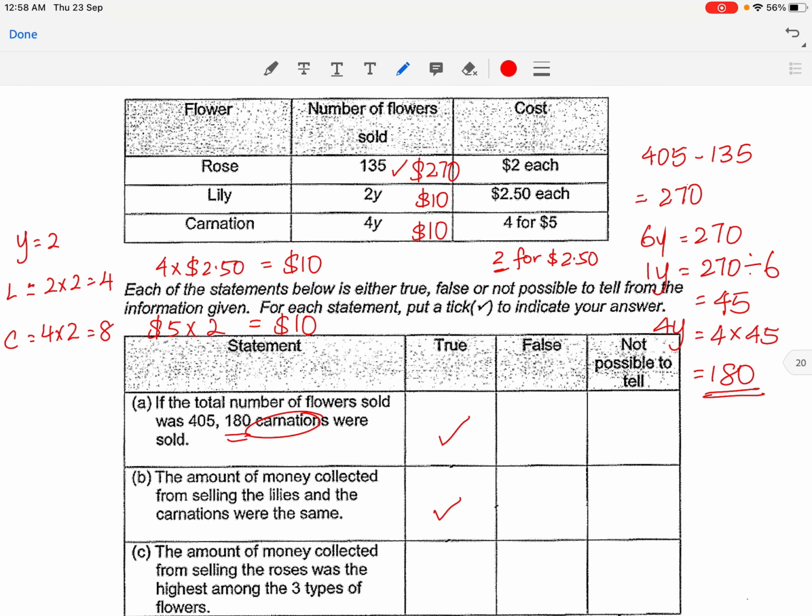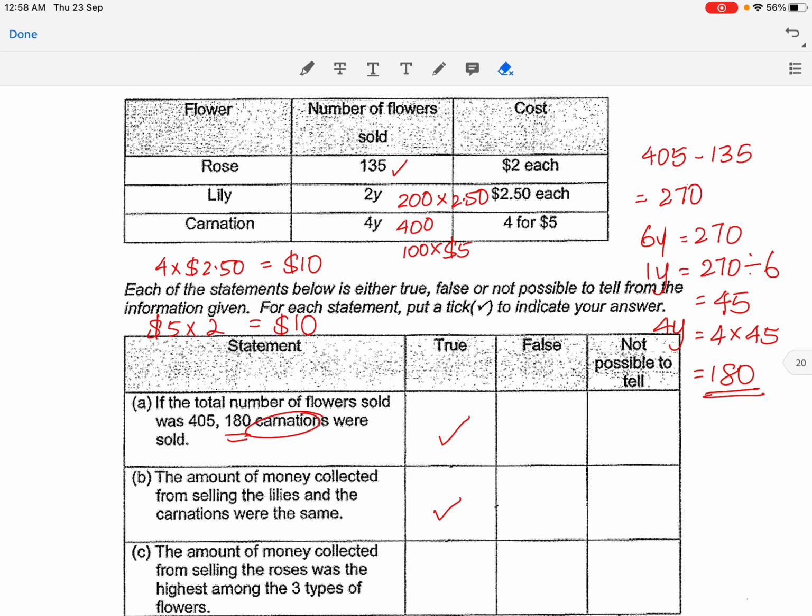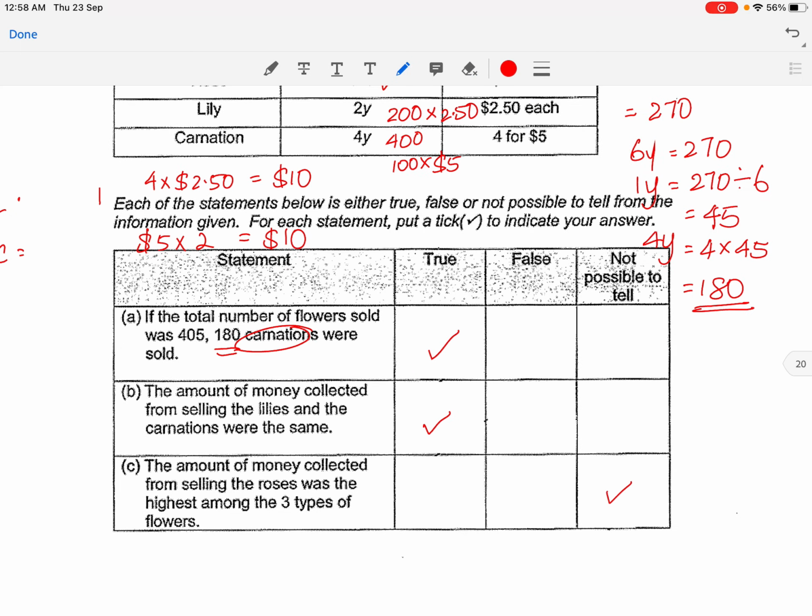What happens if my y is very big? Let's say maybe like 100. If my y is 100, I would have 200 lilies. If my y is 100, I would have 400 carnations. So if I times $2.50 here, if I have 400 carnations, I will have 100 sets. I will have 100 times $5. It will definitely cost more than the roses. Therefore, it is impossible to tell. So the last one, it will be impossible to tell.